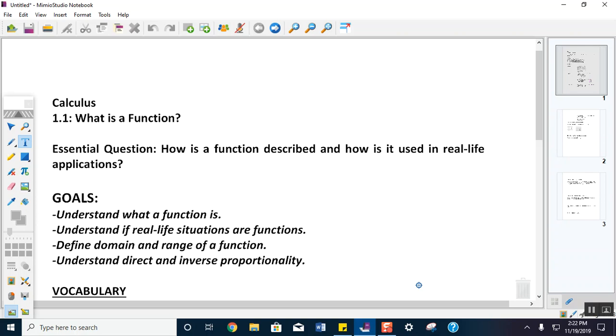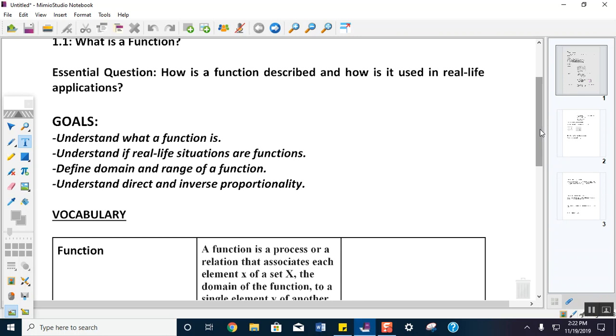Anybody recall what test a function has to pass? Vertical line. You've got to pass the vertical line test, meaning that for every x value, there can be at most what? One y value, yep. And we'll look at the definitions down here in a second. But the question is, how is a function described today and how is it used in real life situations?